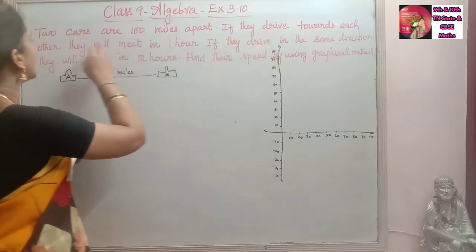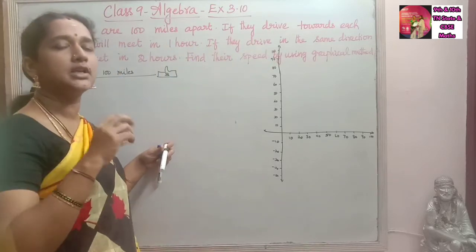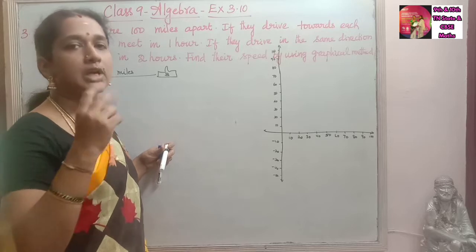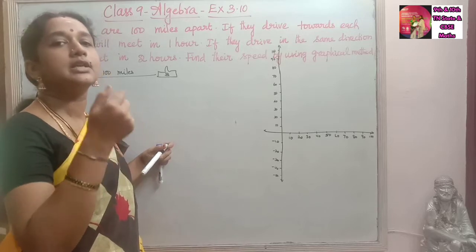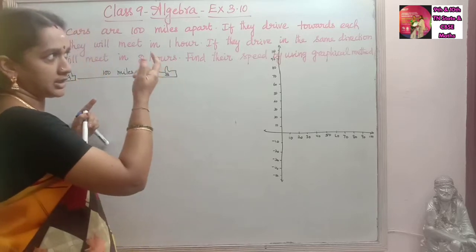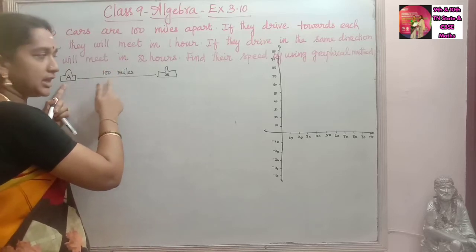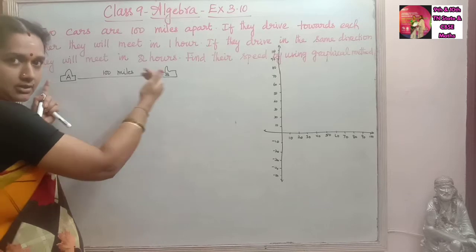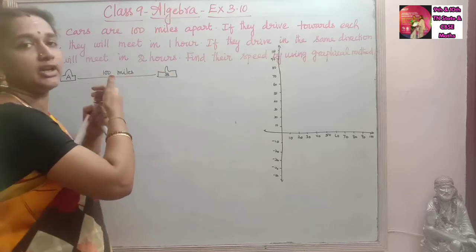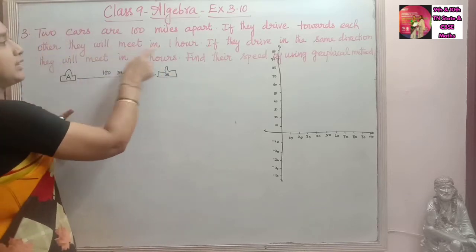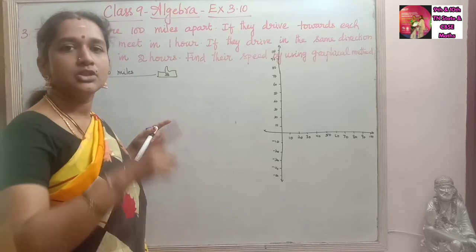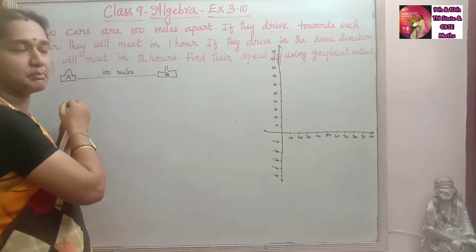If they drive towards each other, how are they driving? For that, two conditions are given. One is they are driving towards each other, that is, A is coming towards B and B is coming towards A. They will meet in 1 hour.